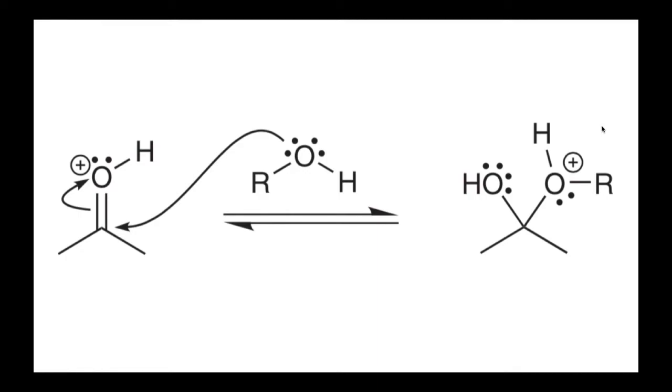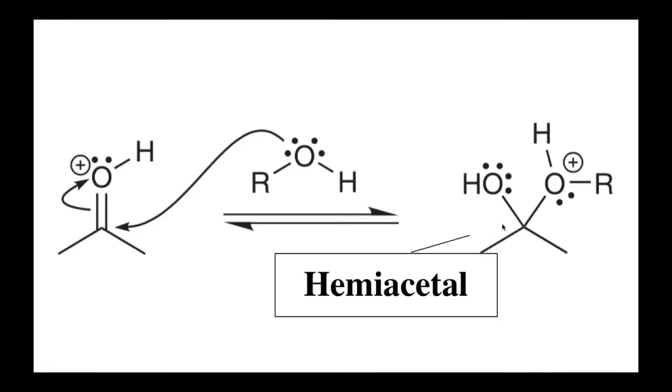I'm going to throw out another terminology to you. I want you all to know what kind of product this is. This kind of product has a special name. It's known as a hemiacetal. The prefix hemi, you might know, means half. So this is half of an acetal. Right now I'll show you what a full acetal looks like. But for now, this is a hemiacetal.